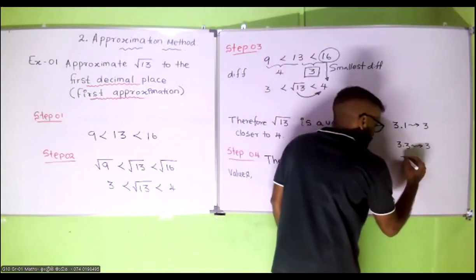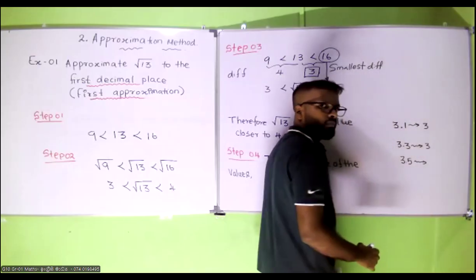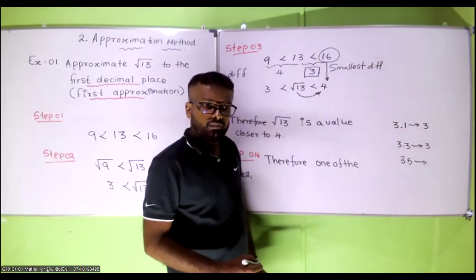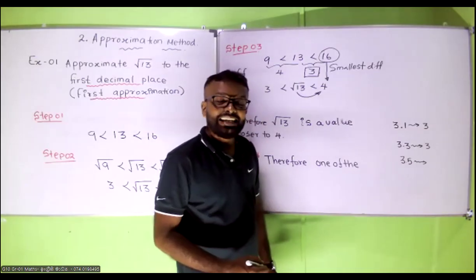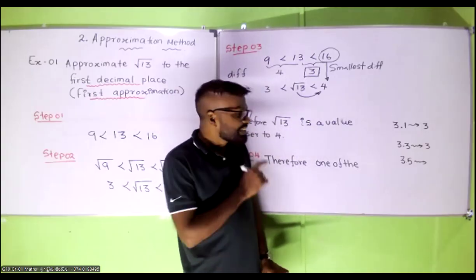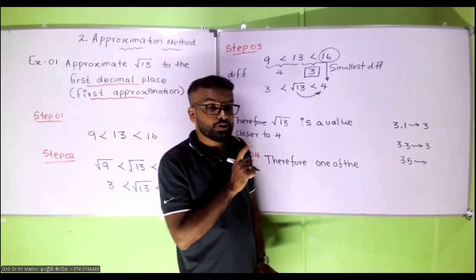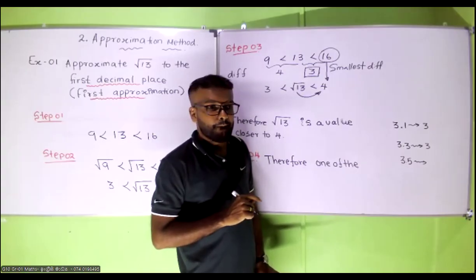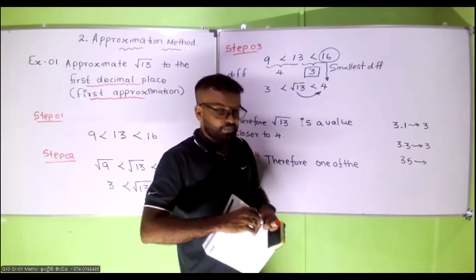3.5 is closer to 4? Number 4? Or 3? Both. Who said 3? 3.5, I'm again asking, is closer to 3 or 4? Both. Both.